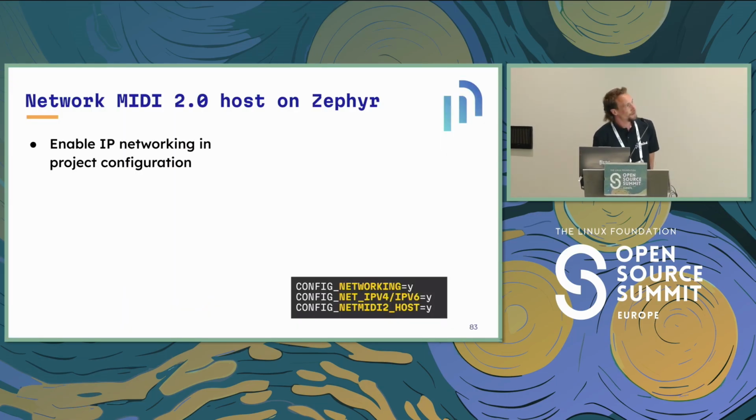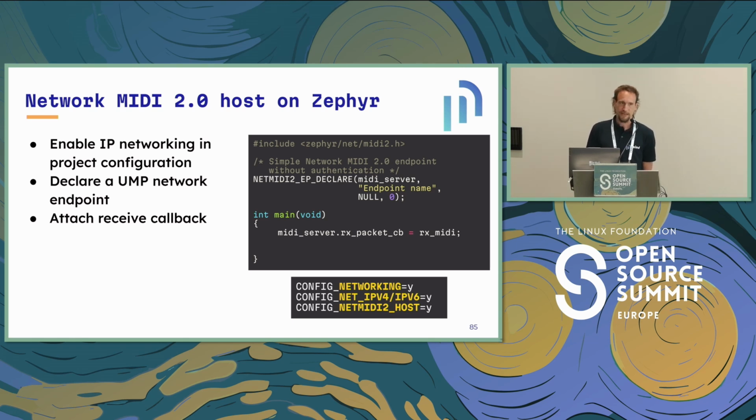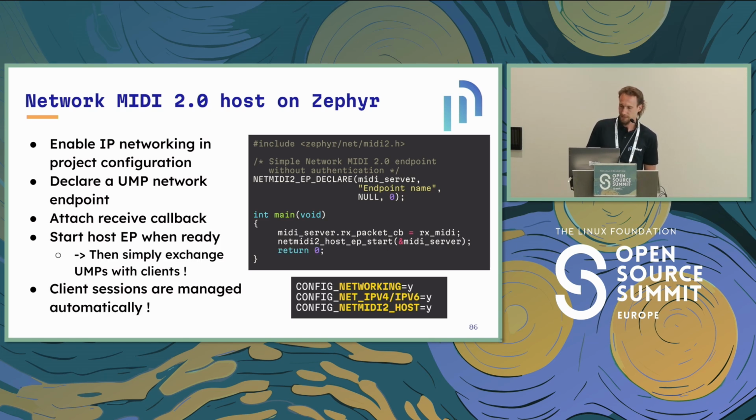So to use that in Zephyr, as in my pull request, first of all, we enable some IP networking, so config networking, either IPv4 or v6, and then we enable NetMIDI2 host. Currently there's only support for the host, the thing that will accept incoming connections. Maybe later we could add some initiator or client. Then we use that macro to declare a UMP network endpoint. It has a name, and we give it a name in the C code, so we can reuse that variable later on. Then we can attach a receive callback, like in USB MIDI. And finally, we can start the host, which will serve connections.